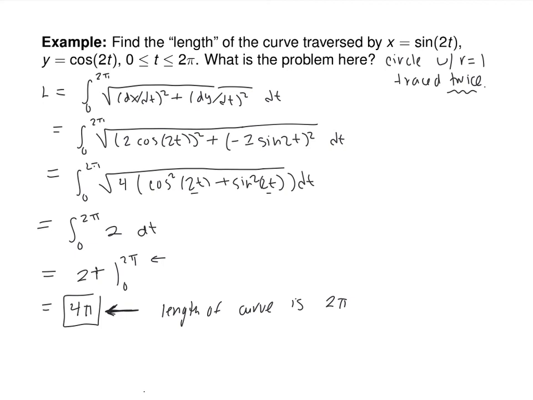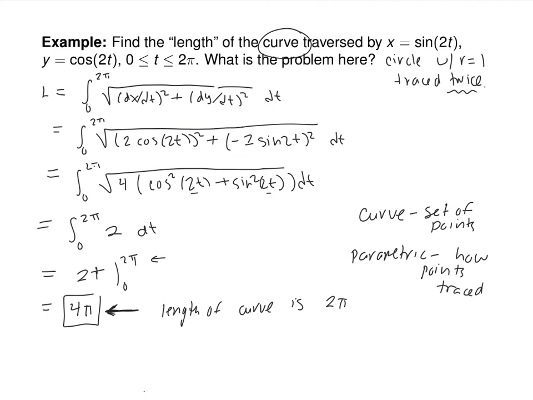So if you're asked just what is the length of the curve, remember that curve is just the set of points, not how it's traced, versus a parametric curve, how these points are traced. So if your question was how long is this curve, well then you would actually have had to integrate from 0 to pi, because that's how long it took to traverse the curve once. So just be aware of the fact that these parametric equations could occasionally double back on themselves, and you should be aware that that might be going on.